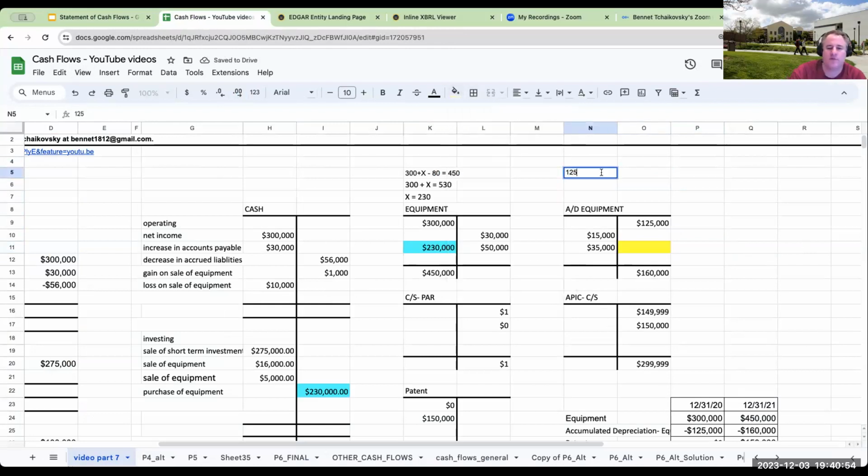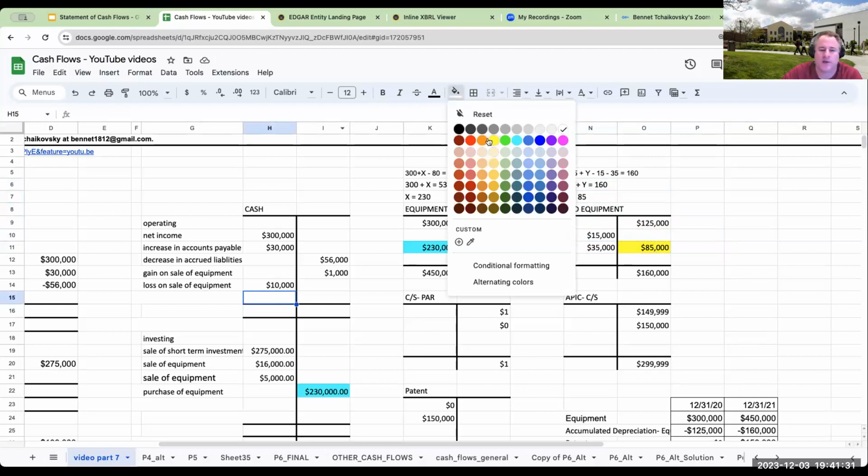So I'm going to have 125 plus Y minus 15 minus 35 equals 160, right? Another way of writing this is 75 plus Y equals 160. Y is equal to 85,000. If I put 85,000 here, 125 plus 85 minus 15 minus 35 gives me 160. I do the opposite to cash.